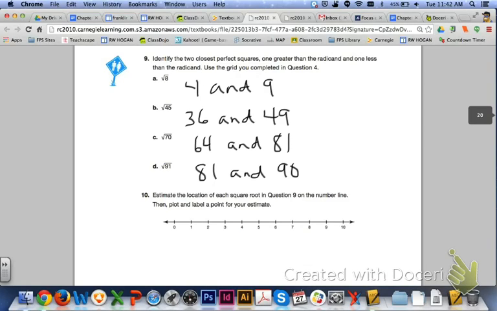The two closest perfect squares for letter A are 4 and 9. For letter B, 36 and 49. For letter C, 64 and 81. And for letter D, 81 and 90.